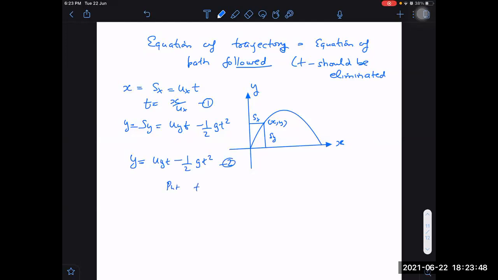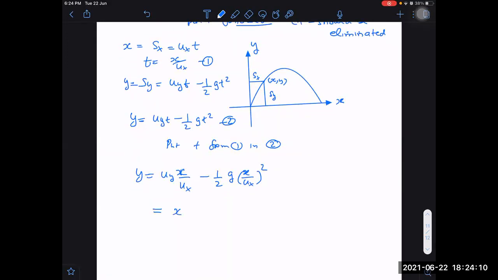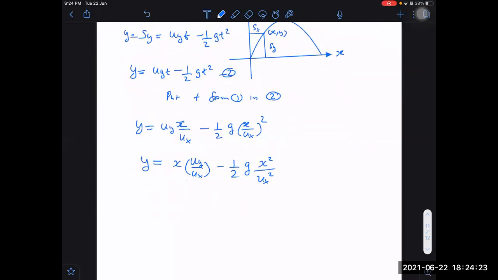Put t from 1 in 2. We get y is equal to uy into x divided by ux minus half into g into x divided by ux whole square, which is further equal to x into uy divided by ux minus half of g into x square divided by ux square. Is it right or not? Yes, sir. That is the equation of trajectory.